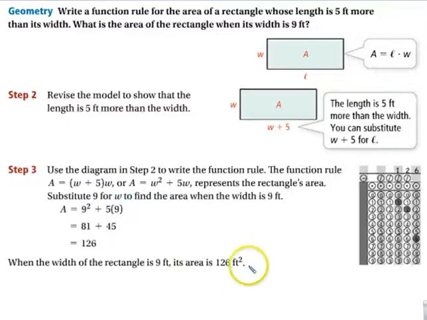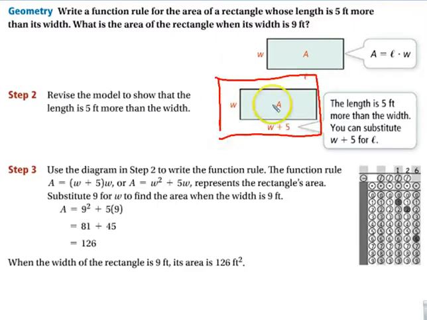I kept this one uncovered so that we can follow through with it. Write a function rule for the area of a rectangle whose length is 5 feet more than its width. What is the area of the rectangle when its width is 9? Here's the general way we solve that. Area is equal to length times width. But here it tells us the length is 5 feet more than its width. So what we actually have is this picture right here. The area is equal to W times W plus 5. So that's this formula: area is equal to W plus 5 times W.